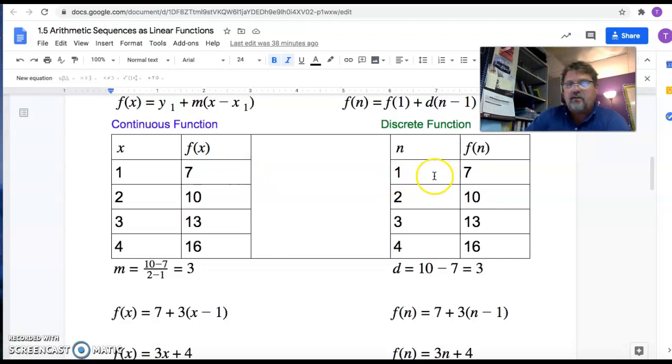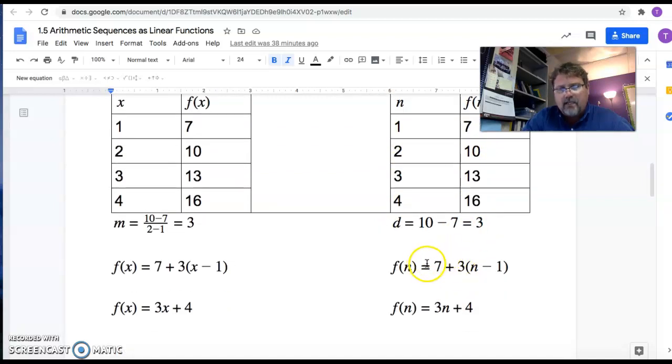Working with sequences, we've done this so many times together. Hopefully you're starting to get it second nature here. You can see your sequence going up 1, 2, 3, 4. It's got a common difference of 3. I show that there. And if we plug it in, look what you get. I mean, these are the same thing. They are the same thing.